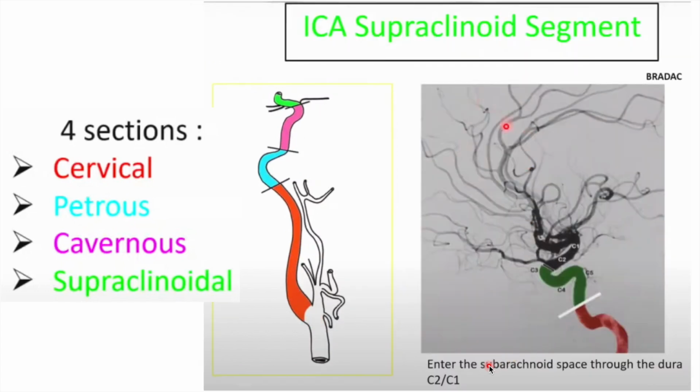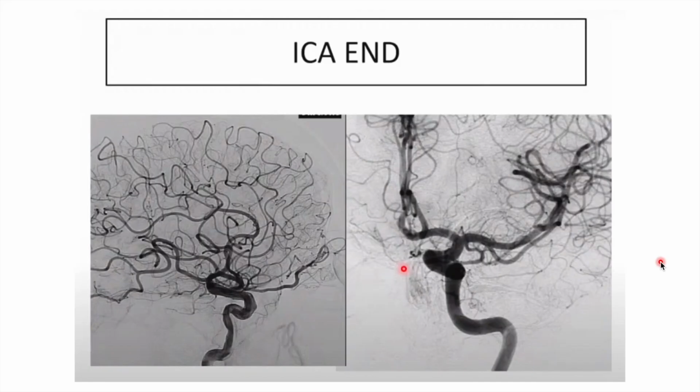Now, what's important to understand is where the supraclinoid segment starts, the last part before dividing into ACA and MCA. Right at the junction of the cavernous segment and the supraclinoid segment, one branch comes off, which is the ophthalmic artery, and goes towards the eye, and the other branch comes off, which is the posterior communicating artery, and goes towards the backside. Two important branches where the supraclinoid segment starts. The importance we'll discuss when we come to the interventional aspects.